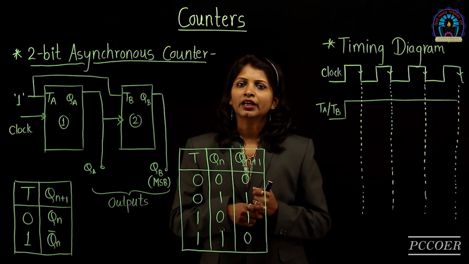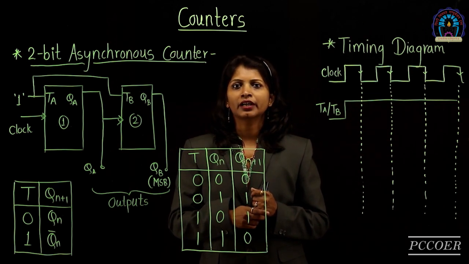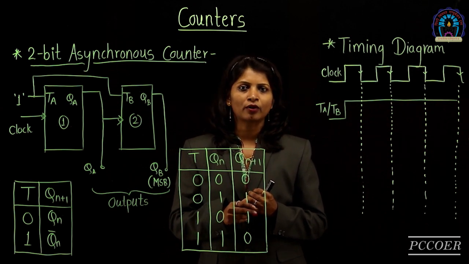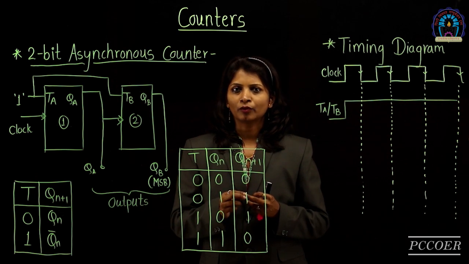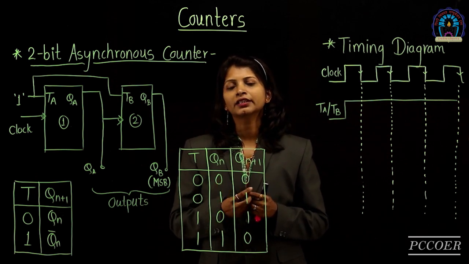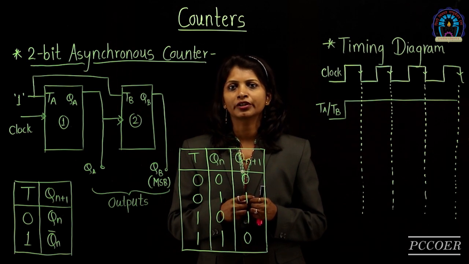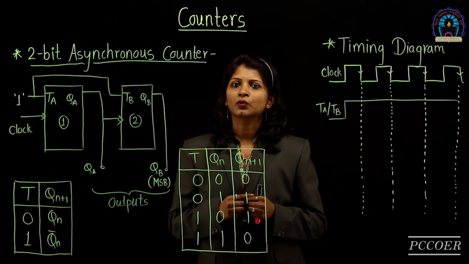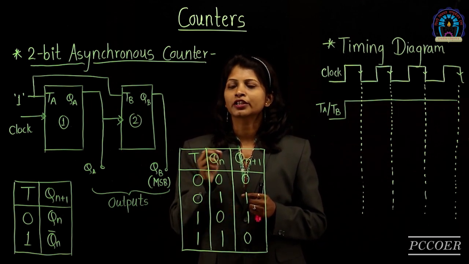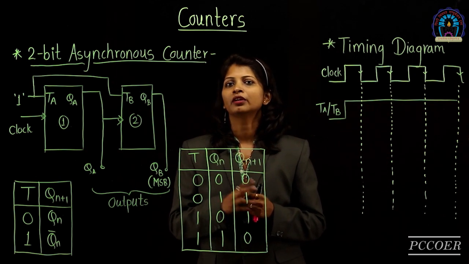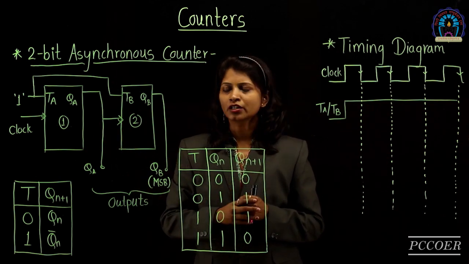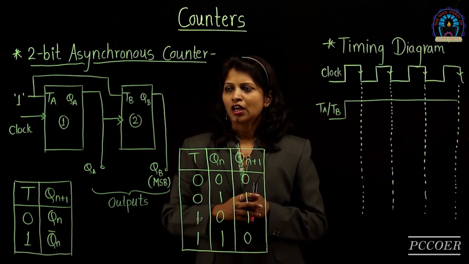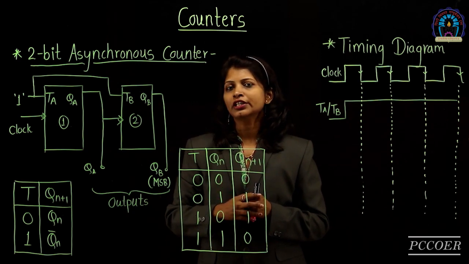In order to design a counter, we can use different types of flip-flops, like the T flip-flop, that is the toggle flip-flop, the JK flip-flop, and the SR flip-flop. We are considering the example of a 2-bit asynchronous counter using T flip-flops. Here, 2-bit means it will count 4 different states, that is 2 raised to 2, and the number of flip-flops required will be 2. So here 2 T flip-flops are shown. The inputs of both T flip-flops are connected to logic 1, so they will toggle with each clock pulse.